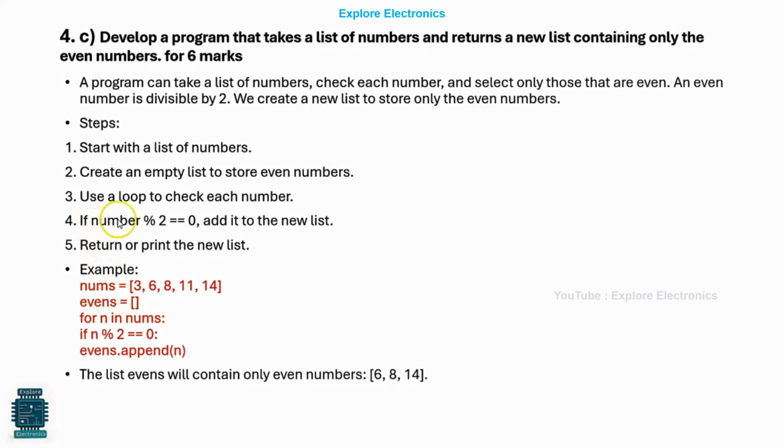Clear? If the number is divisible by 2, add it to the new list. If it is divisible by 2, which means it is even and it is stored in the evens list. evens.append. Here I am using the append function, which means it is added at the end of the list. Clear? This list evens will contain only even numbers, which is 6, 8 and 14. If you observe here, 6, 8 and 14 are the even numbers present and they are stored in evens. Clear with it?